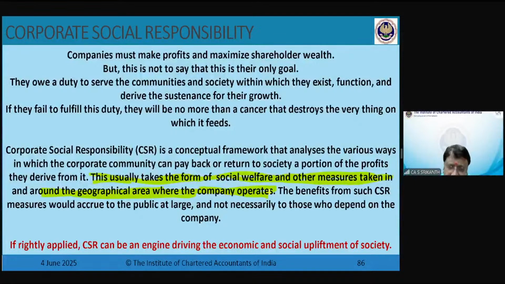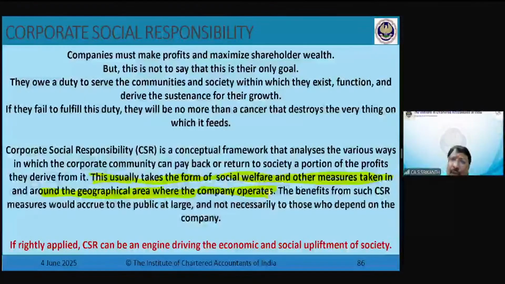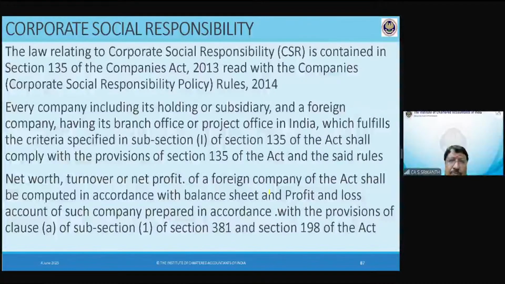So it's been done. I'm giving this not to boast, but to tell you it is necessary. Yes, I want to make money, but if I do not give back, I'm like a cancer, eating but not giving back. Okay, so this is the basis of corporate social responsibility.